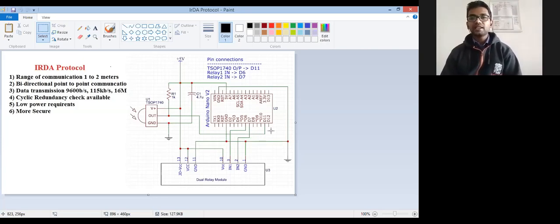So IRDA requires very inexpensive hardware. You know that the transmitting and receiving devices are LEDs. So obviously the hardware requirement is inexpensive, and the power requirement is also low. So it has advantages: point-to-point communication, line of sight communication, transfer of data up to 1 meter. It has high security, low power consumption, and low cost.